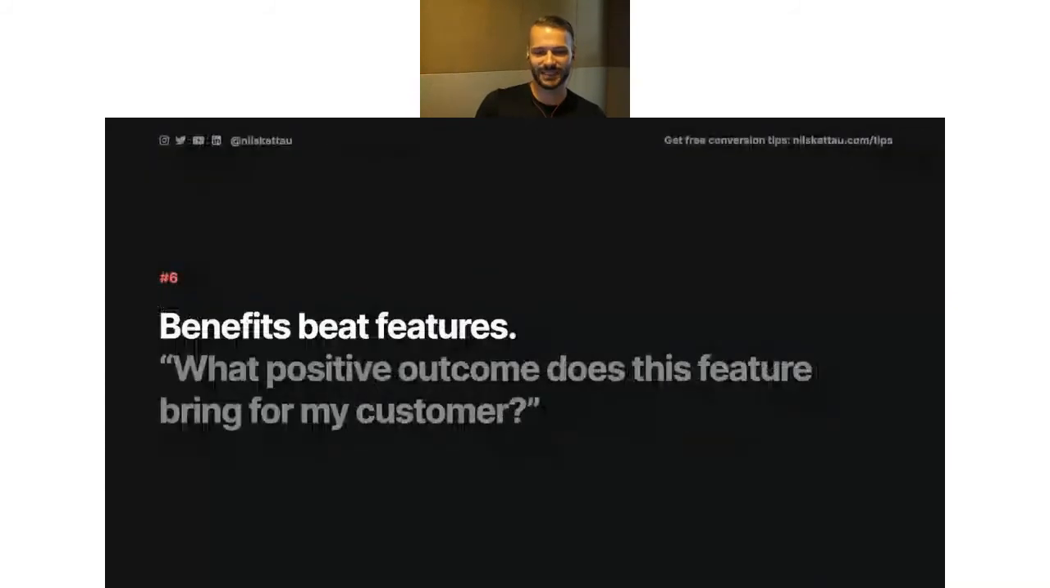Then to the next point, number 6 out of 10, benefits beat features. And this is something that people really like to confuse a lot, or they don't really understand the difference between the two. What is a benefit?